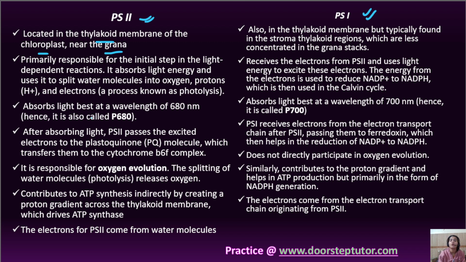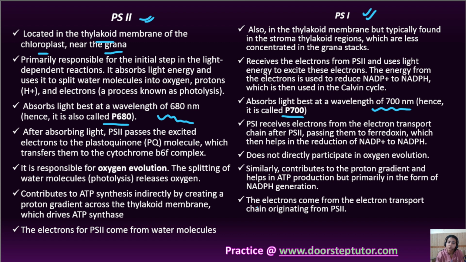Now let's have a look at the wavelength as well, which is the most important part. PS2 absorbs light best at a wavelength of 680 nanometers. That's why it is also known as P680. While in the case of PS1, it absorbs light best at a wavelength of 700 nanometers. Hence, it is also known as P700.